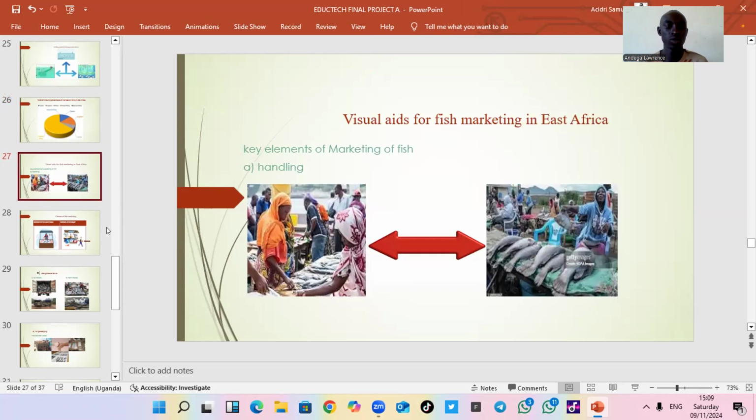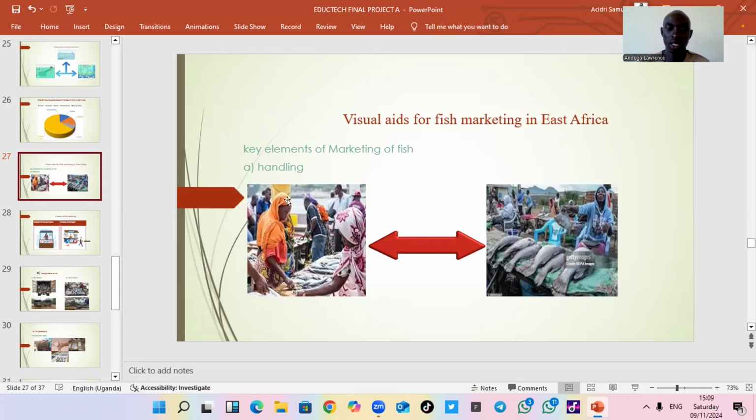And when we are talking about fish marketing, there are a lot of things there. There is fish handling, there is fish packaging, there is fish transportation, which we are going to look at in the due course of learning this. So in the first picture, this picture is communicating how fish is handled, because it is one of the key terms used in fish marketing.